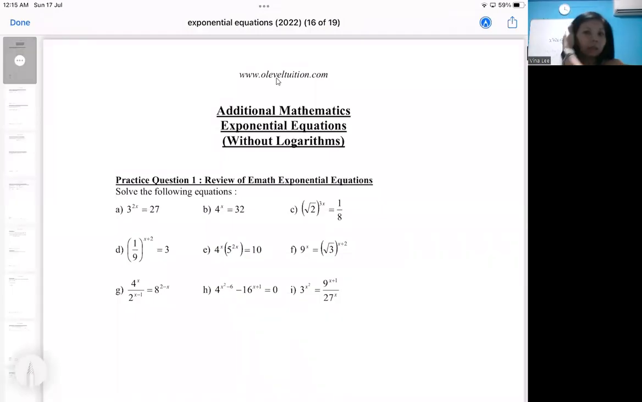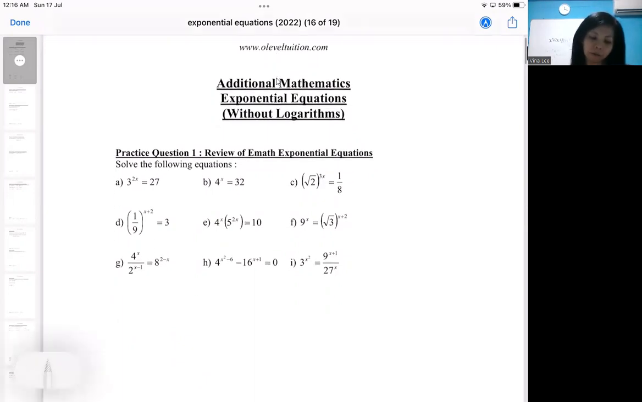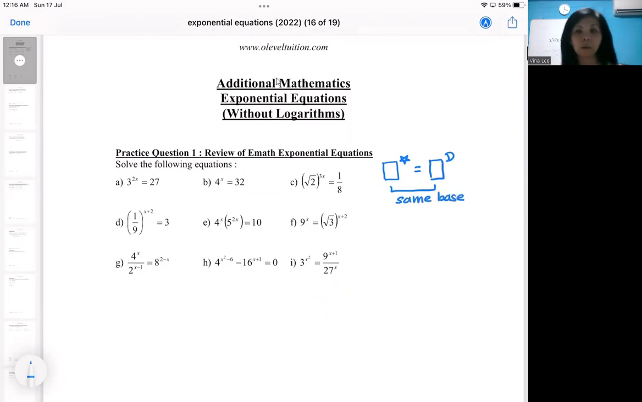Okay, so this one is a review of the EMAF exponential equation that we have. In EMAF exponential equation, our idea is to make the same base so that we can compare the power. That is the kind of exponential equation that we learned in EMAF indices.